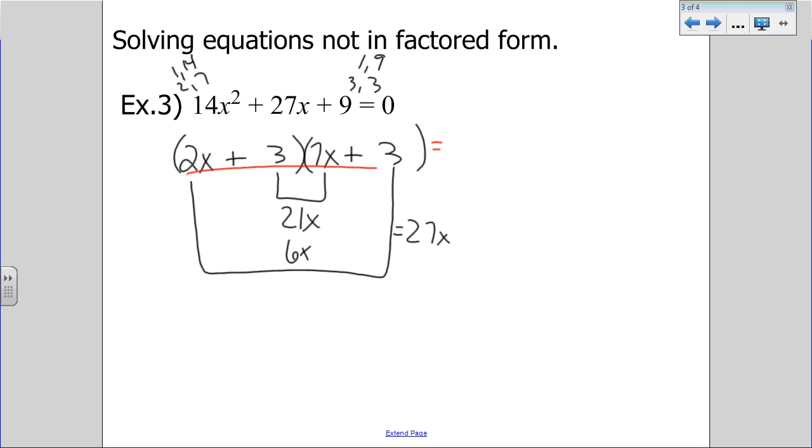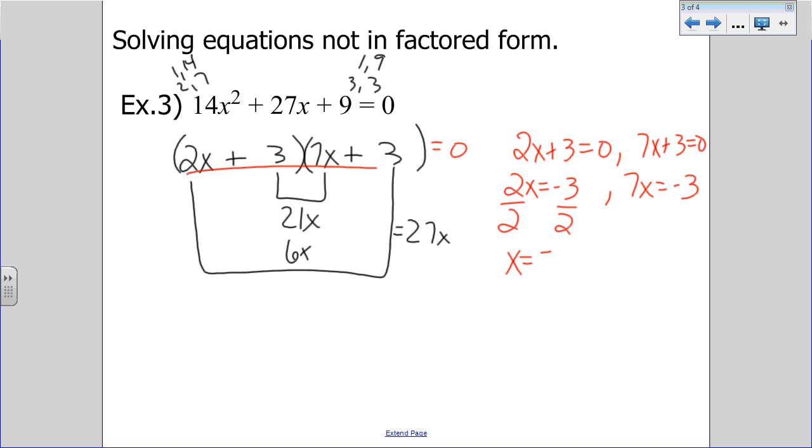So what I need to do now is remember that these are set equal to 0. So I need to take 2x plus 3 and set it equal to 0, and 7x plus 3 is set equal to 0. You're still going to subtract 3 from each side. So we get these two statements, 2x equals negative 3 and 7x equals negative 3. If I divide by 2, I get x equal to negative 3/2. I then have to divide by 7, and I get x is equal to negative 3/7. It's okay not to have nice integer solutions.